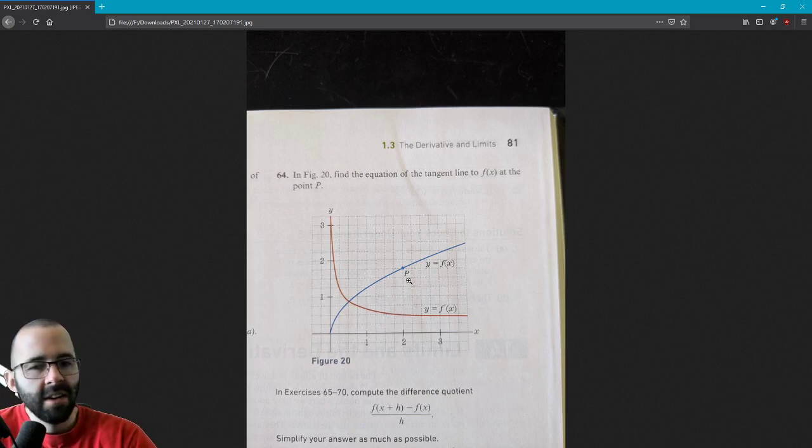Look. Because this is the function, right? The function is the blue curve. The derivative is the red curve. So the slope at P is the derivative at P. What's the value of the derivative right here?